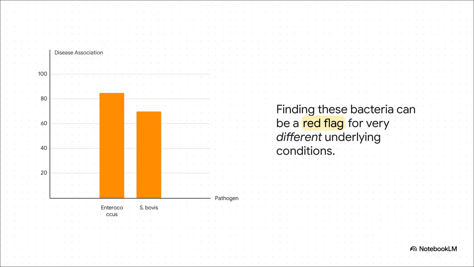And this is exactly why telling them apart is so critical. Finding Enterococcus is often linked to UTIs or even heart infections, but finding its relative, S. bovis, in a person's bloodstream, that can be a massive red flag for something else entirely, colorectal cancer.